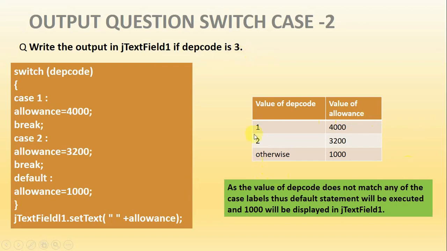Let us again make a table so that it becomes clear. So if the value of dep code is 1, allowance is 4000. But if the value of dep code is 2, you can see the allowance is 3200 and it is followed by break. And for any other value of dep code other than 1 or 2, the value of allowance is 1000. So I have made a table like this. So my value of dep code is 3, as it does not match any of the cases 1 or 2. So it will go to otherwise, that is default case, and the value of allowance will be 1000. So this is how we can check the values and give the output.